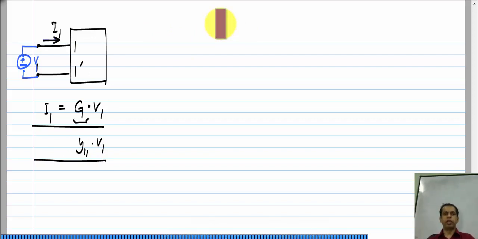a 3 port network, we will have 9 parameters, because we will have 3 voltages and 3 currents and so on. So, if you have an n port network, you will have n square parameters describing the relationship between n voltages and n currents.